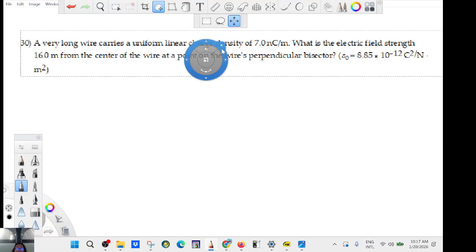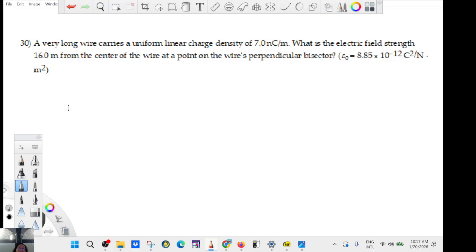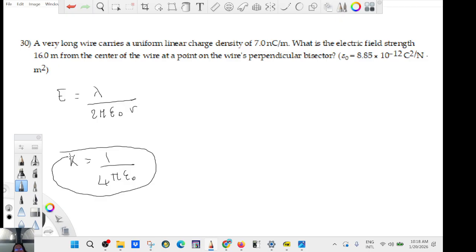So the magnitude of the electric field for a very long line is lambda over 2 pi epsilon 0 times distance r. Remember that the electric constant K is 1 over 4 pi epsilon 0, so you have different notation. K is 9 times 10 to the 9. Epsilon 0, the permittivity of vacuum, is 8.85 times 10 to the negative 12.